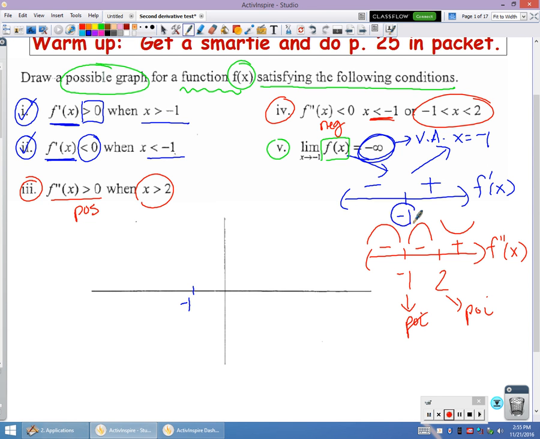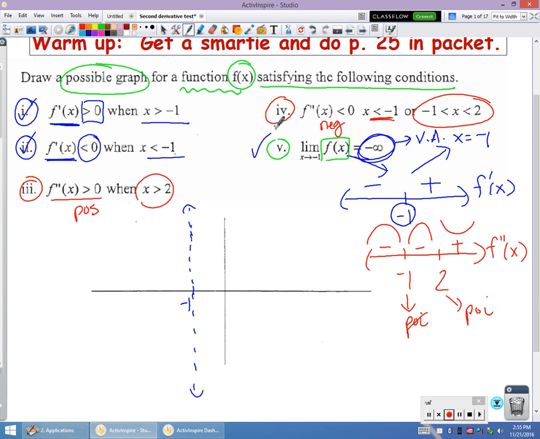Therefore, -1, although it appears like it's going to be a local minimum based on my first derivative number line, remember a critical number is where the first derivative is 0 or undefined. So I'm going to make a vertical asymptote to take care of statement number 5.